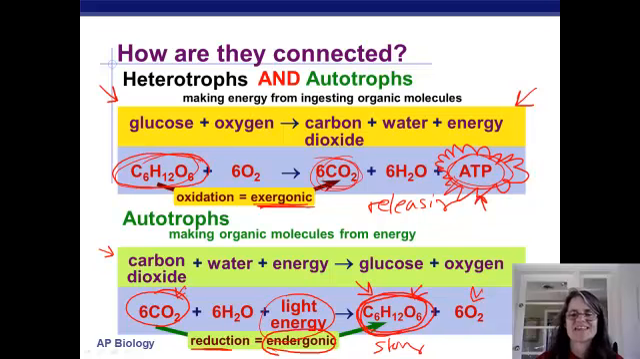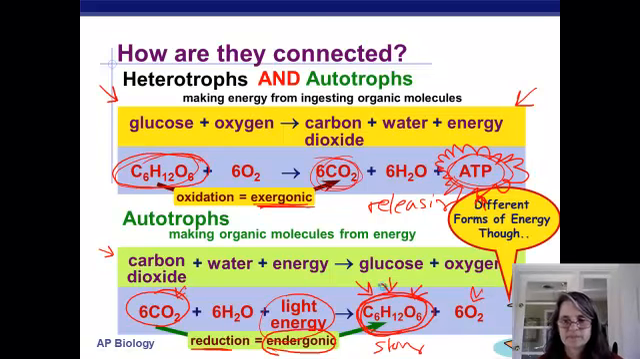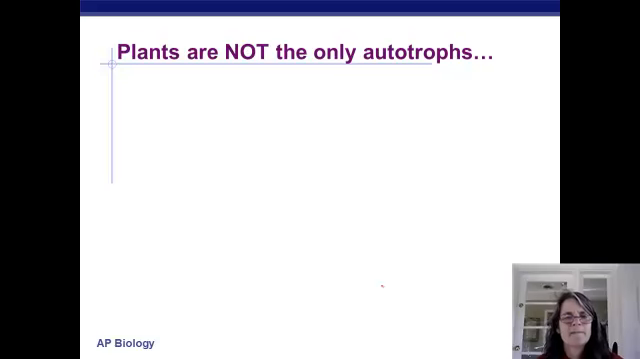Remember, ATP is lousy at storing energy. It lasts only a few seconds before it's degraded and used up. It's very unstable. This glucose molecule, on the other hand, is very stable. It's a good way to store energy. Okay.